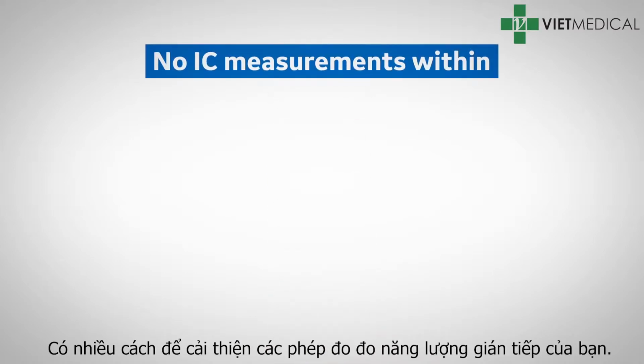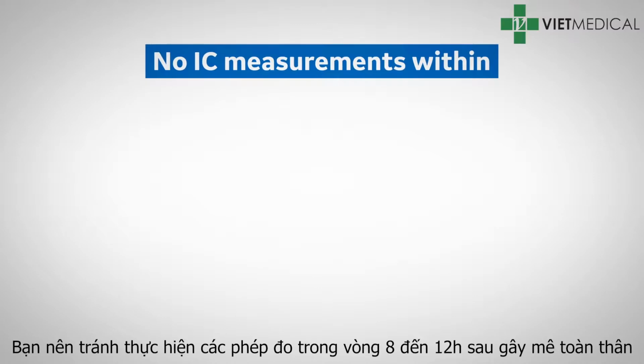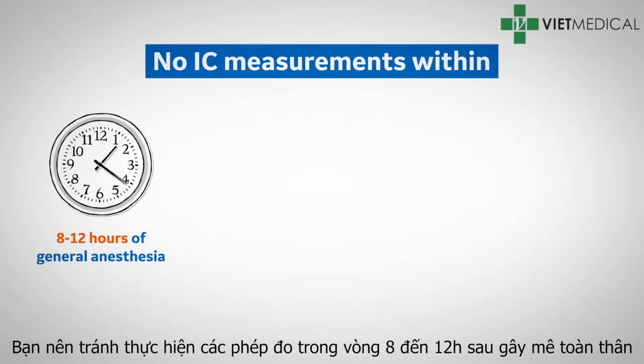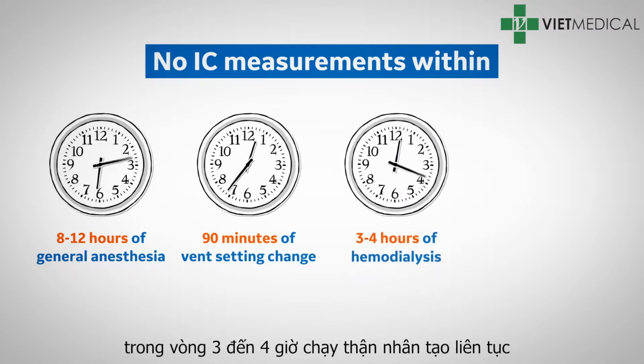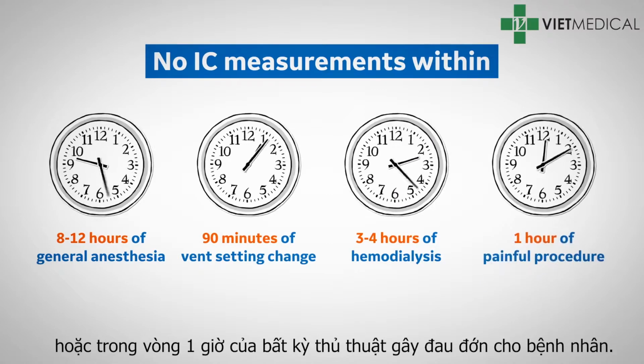There are ways to improve your indirect calorimetry measurements. They include avoiding saving measurements within 8 to 12 hours of general anesthesia, within 90 minutes of changes in ventilatory settings, within 3 to 4 hours of intermittent hemodialysis, or within 1 hour of any painful procedures.